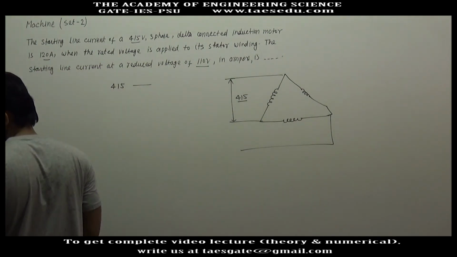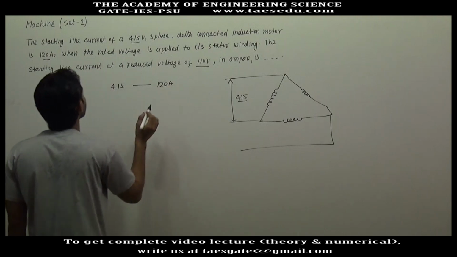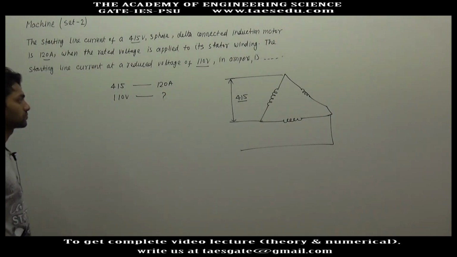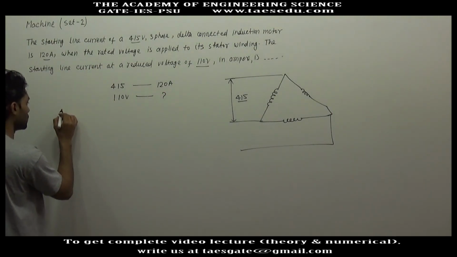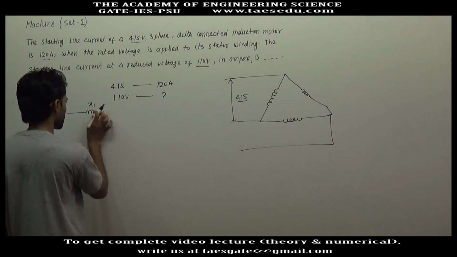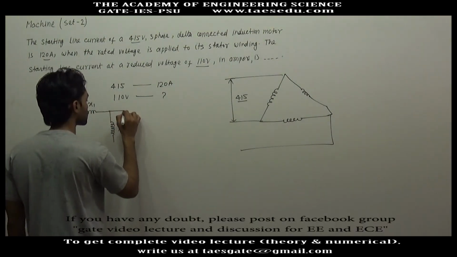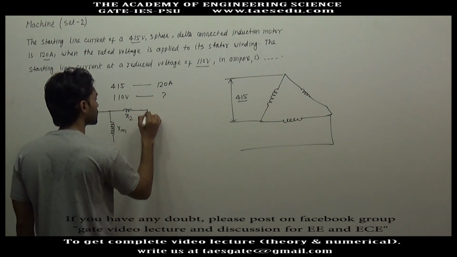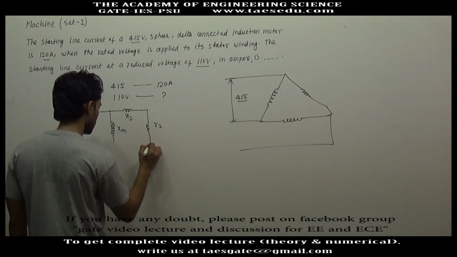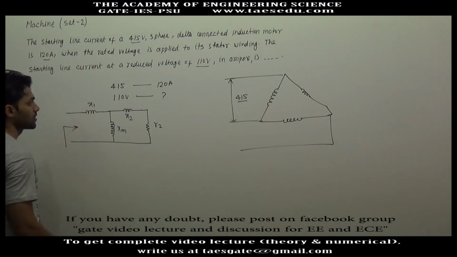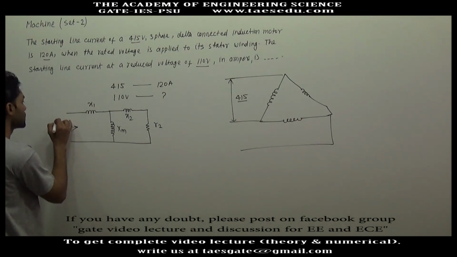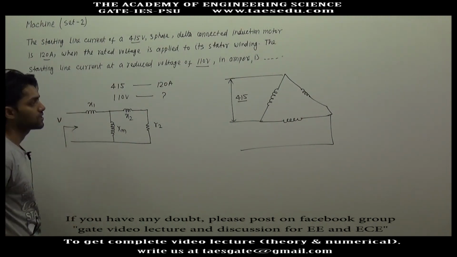At 415 volt, the starting current is 120 ampere, and we have to find out the starting current at 110 volt. So in the single phase equivalent diagram of induction motor, we have stator reactance, this is Xm, this is rotor reactance, this is R2 divided by S, but in starting slip will be 1, so here we have R2. This is the single phase equivalent diagram of 3-phase induction motor, and this is single phase per phase voltage.